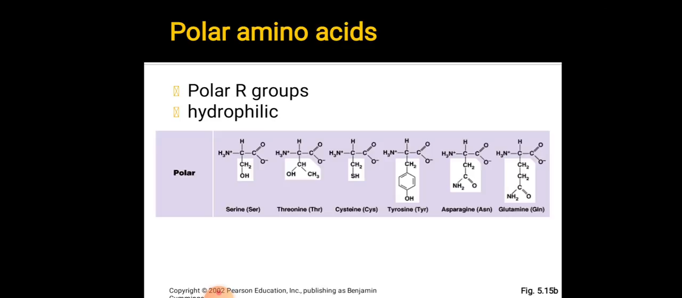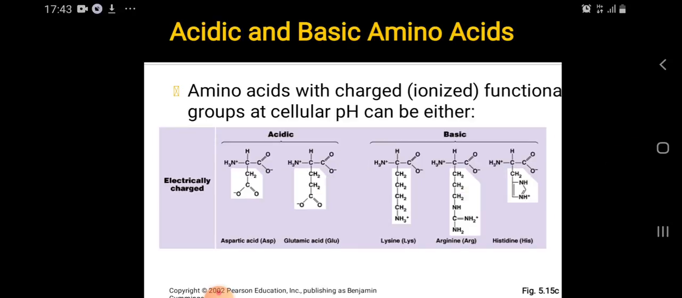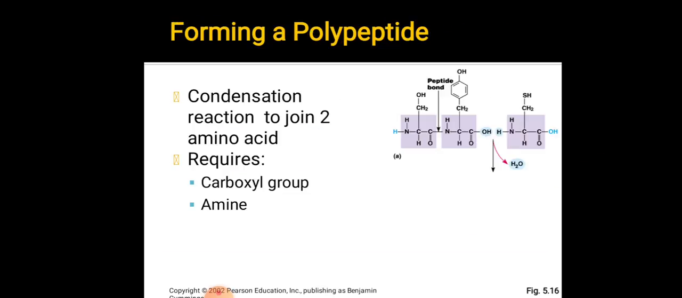Polar R groups are hydrophilic. Examples: serine, threonine, cysteine, tyrosine, asparagine, glutamine. Amino acids with charged functional groups at cellular pH can be either acidic or basic. Under acidic: aspartic acid, glutamic acid. Under basic: lysine, arginine, histidine. These are electrically charged amino acids.